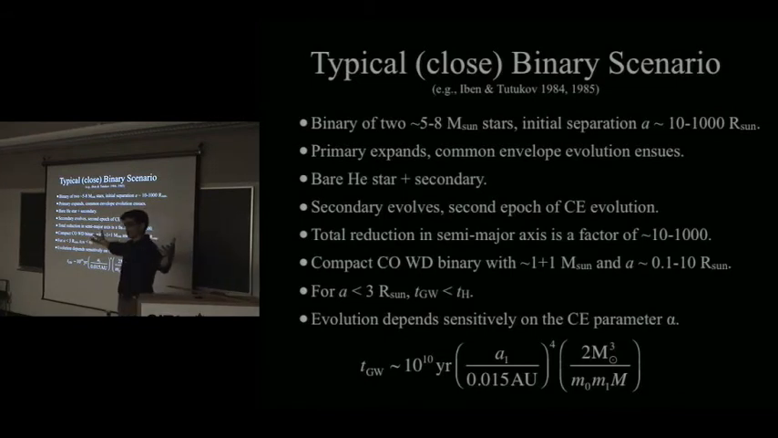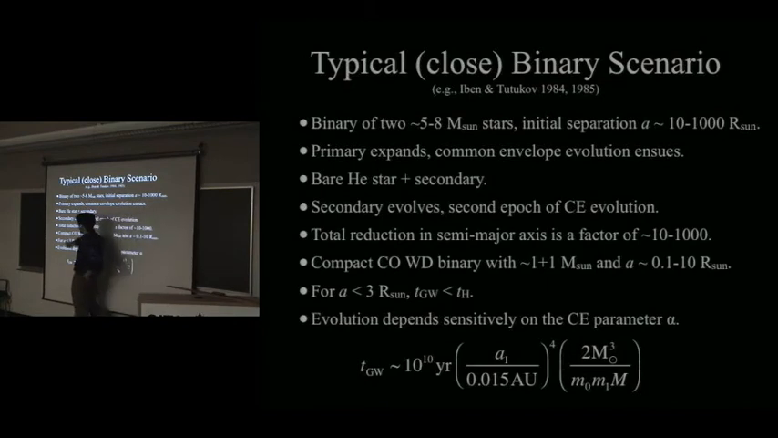So you start with these stars out here at 1,000 stellar radii. They go through common envelope evolution, then common envelope evolution again, and they're brought together to some very small value. The compact CO white dwarf binary you end up with, 1 solar mass and 1 solar mass white dwarfs, would have some semi-major axis of 0.1 to 10 R sun. And you ask, how many of those can merge in a Hubble time? How many of those can merge to produce our 1As in a Hubble time?